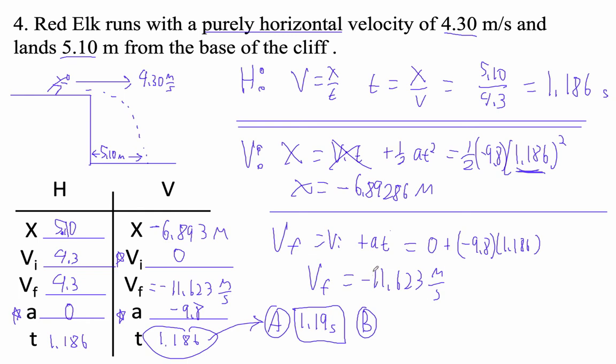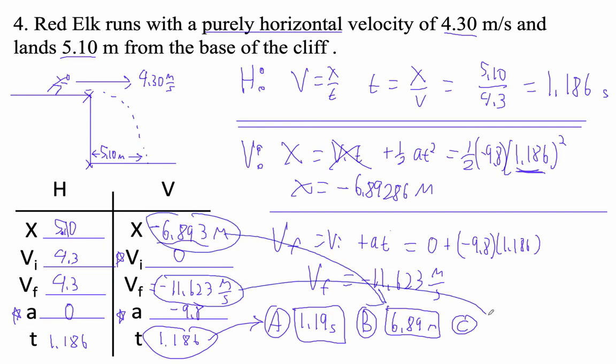B says, how high is the cliff? Well, this is our vertical displacement. To get from the top to the bottom, we went down 6.89 meters, so the cliff is 6.89 meters tall. Did I get that right? Oh, yeah, I sure did. Then C says, what was his final vertical velocity? Well, this is it right here. So C is going to be negative 11.6 meters per second. Don't forget the minus sign. It's going down.